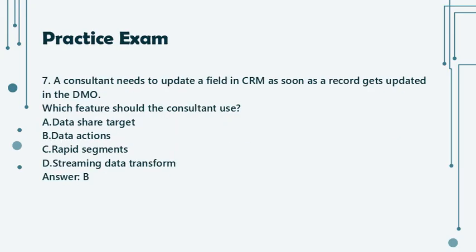7. A consultant needs to update a field in CRM as soon as a record gets updated in the DMO. Which feature should the consultant use? A. Data Share Target. B. Data Actions. C. Rapid Segments. D. Streaming Data Transform. Answer: B.